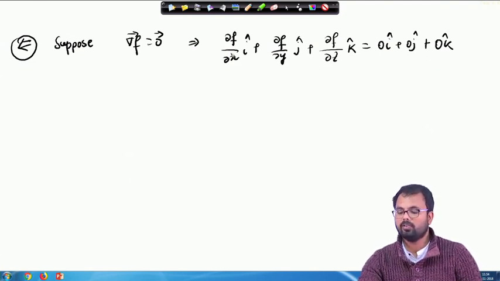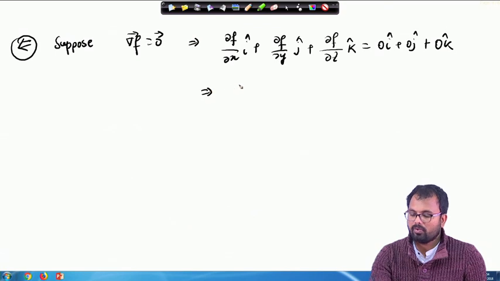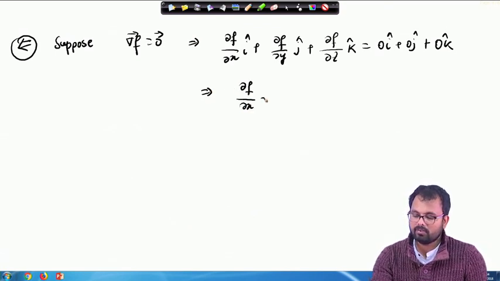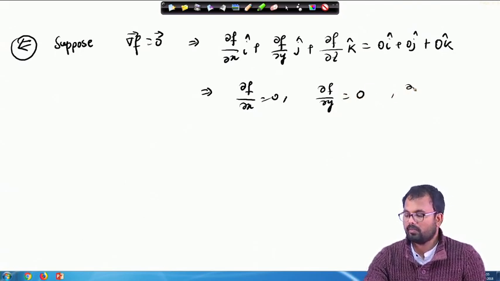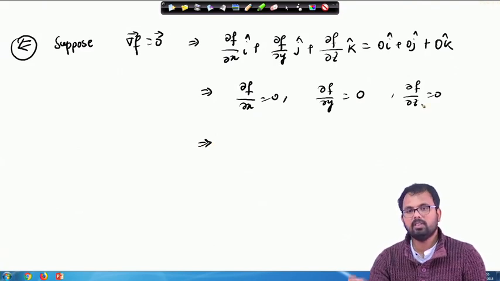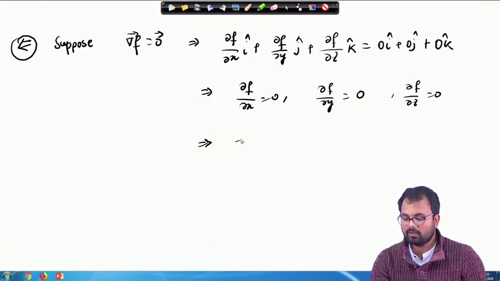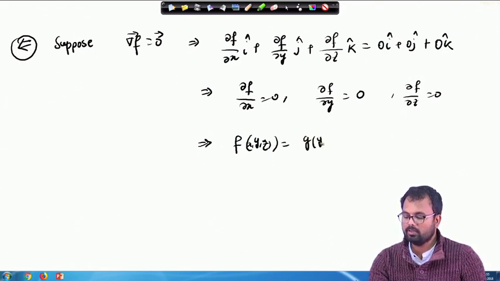That means the coefficient of i on the left must be equal to the coefficient of i on the right hand side, the coefficient of j on the left hand side must be equal to the coefficient of j on the right hand side, and similarly for the coefficient of k. So, from here I can write ∂f/∂x equals 0, ∂f/∂y equals 0 and ∂f/∂z equals 0. If I integrate on both sides of the first equation, then f will be a function of y, z only. So, I can write g(y, z).